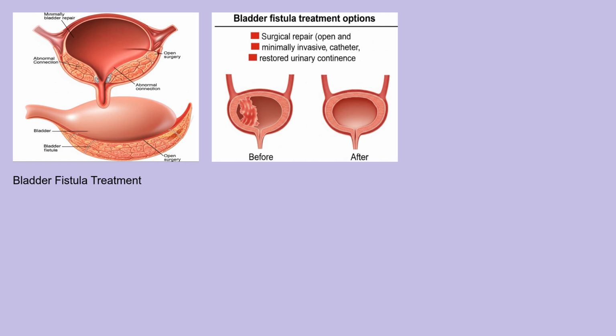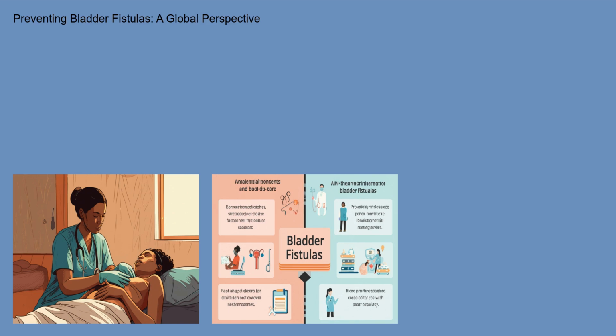Treatment for a bladder fistula typically involves surgical repair to close the abnormal connection and restore normal urinary function. The specific surgical approach depends on the fistula's location, size, and the patient's overall health. Small fistulas may be repaired laparoscopically or robotically, while larger or more complex fistulas may require open surgery. In some cases, a temporary urinary catheter may be placed to allow the tissues to heal properly. In certain situations, conservative management with bladder drainage may be attempted, but surgical intervention is usually necessary for a complete and lasting resolution.